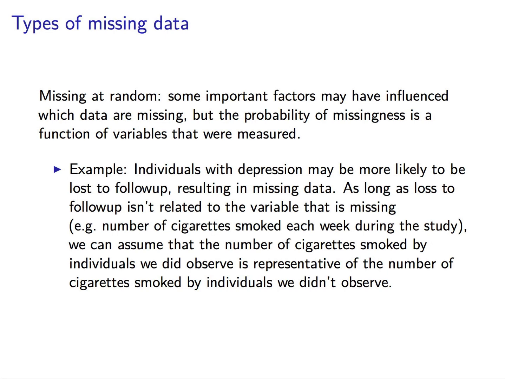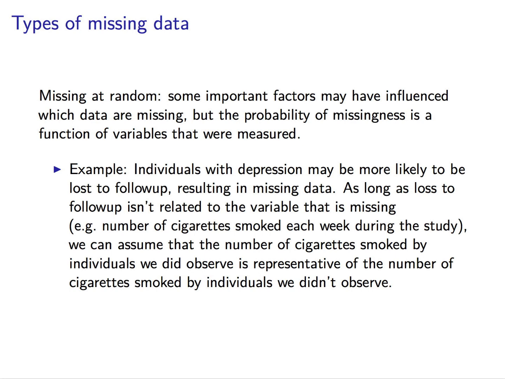Another example would be individuals with depression being more likely to be lost to follow-up, resulting in missing data. As long as the loss to follow-up isn't related to the variable that's missing, like the number of cigarettes smoked each week during a study, we can assume that the number of cigarettes smoked by the individuals we did observe is representative of the number of cigarettes smoked by individuals we didn't observe. This is an example of missing at random.